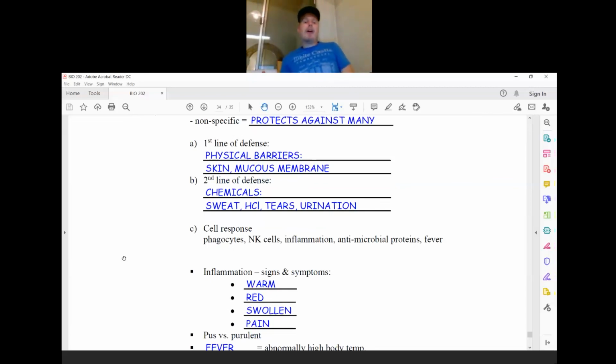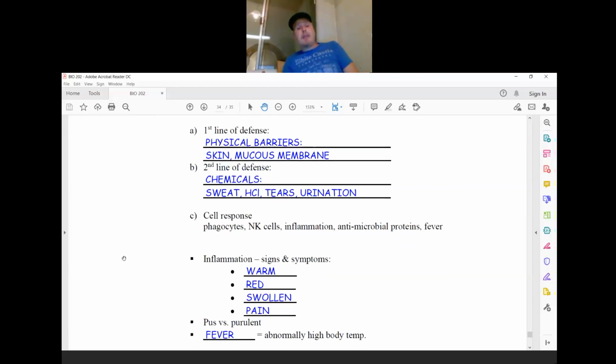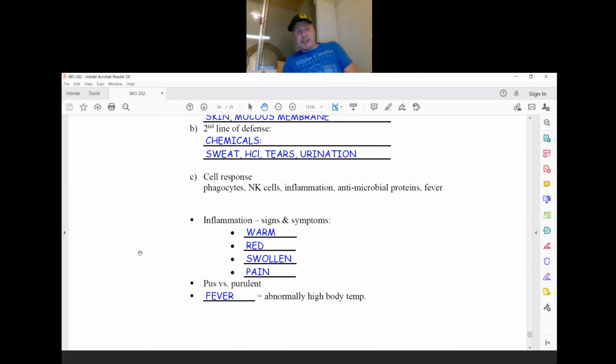We had our first line of defense, which was having physical barriers, so preventing the pathogen from ever entering the body. So for example, skin and mucous membrane were good examples of that. Second line of defense, various different chemicals, so sweat, stomach acid, tears, urinating, and so on. Those can also keep the pathogens away if we are unable to provide the physical barrier. And then we have cell responses, and we discussed all of these responses in a little bit of detail.